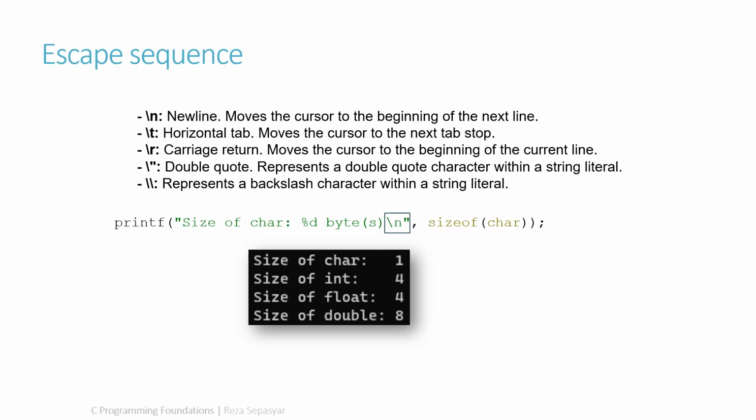\", double quote, represents a double quote character within a string literal. \\, backslash, represents a backslash character within a string literal. These escape characters are essential for controlling the output of strings and characters in C. They allow you to include non-printable characters, control the layout of output, and represent special characters within string literals.